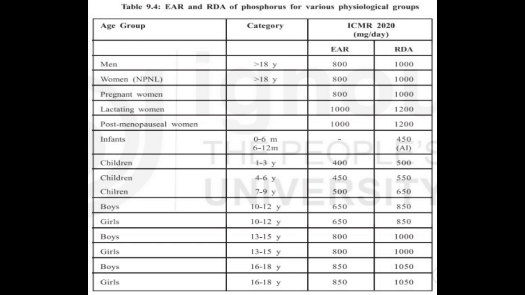For infants, it is 1.5 times the value recommended for calcium, i.e. 450 mg per day AI. Table 9.4. Age and RDA of phosphorus for various physiological groups. Deficiency and toxicity. We shall first discuss low phosphorus levels in the blood.